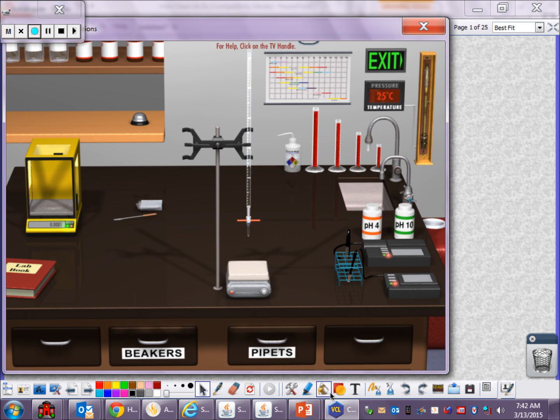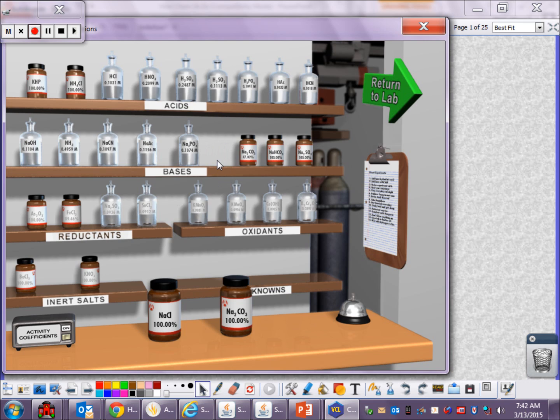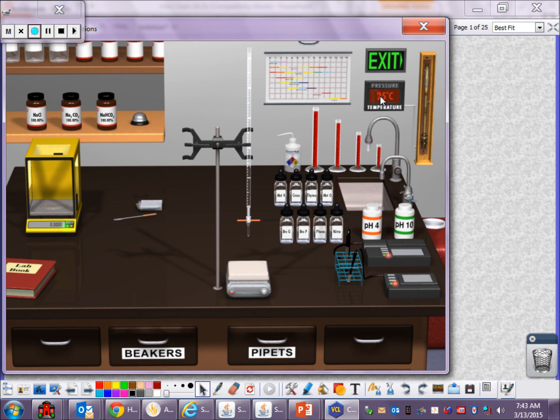I have my virtual lab here, and I'm going to the stock room to pull out some substances, and we will be testing them. Right here in the storage room, I will pull out sodium chloride, put it on the counter, and I have sodium carbonate here, and I will also test sodium bicarbonate. So let's go back in the room. I need for you on your paper, under chemical formula, to write down the formula for those three chemicals.